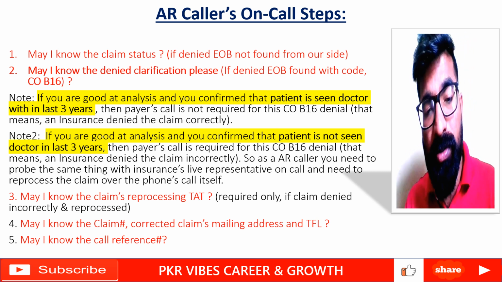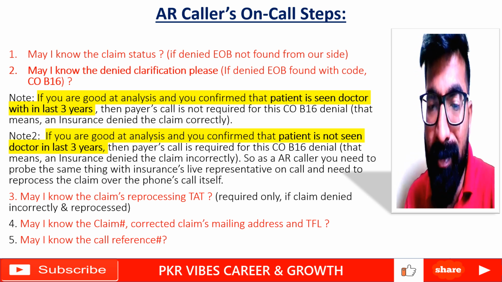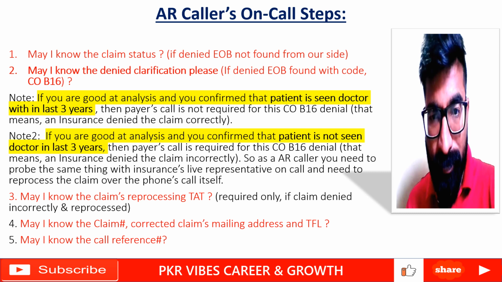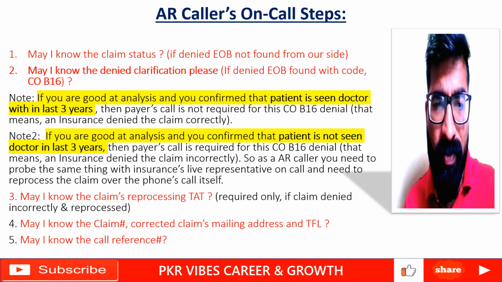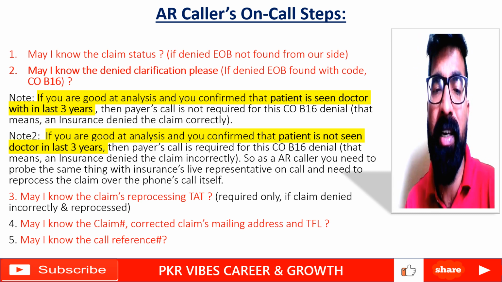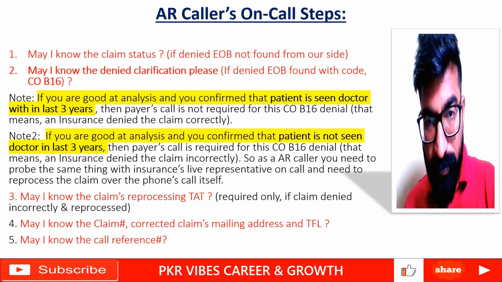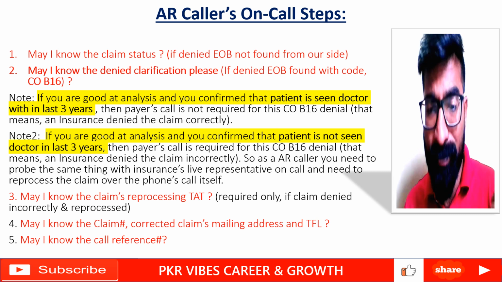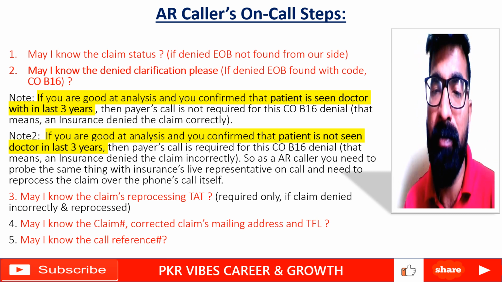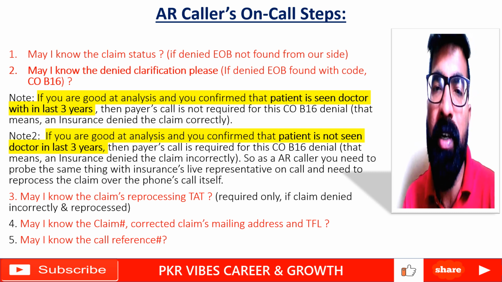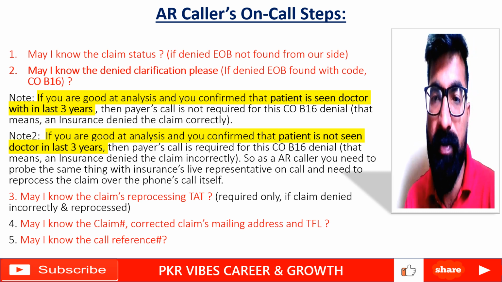And the next question is, may I know the claim number, corrected claim mailing address and TFL. Why? Because, for example, if the patient has seen the doctor within the last 3 years, it is denied correctly, and we have to change the procedure code accordingly. At that time we have to submit the corrected claim. So it is better to take the corrected claim mailing address and timely filing, because we have to change the CPT code accordingly and submit the corrected claims to the insurance.